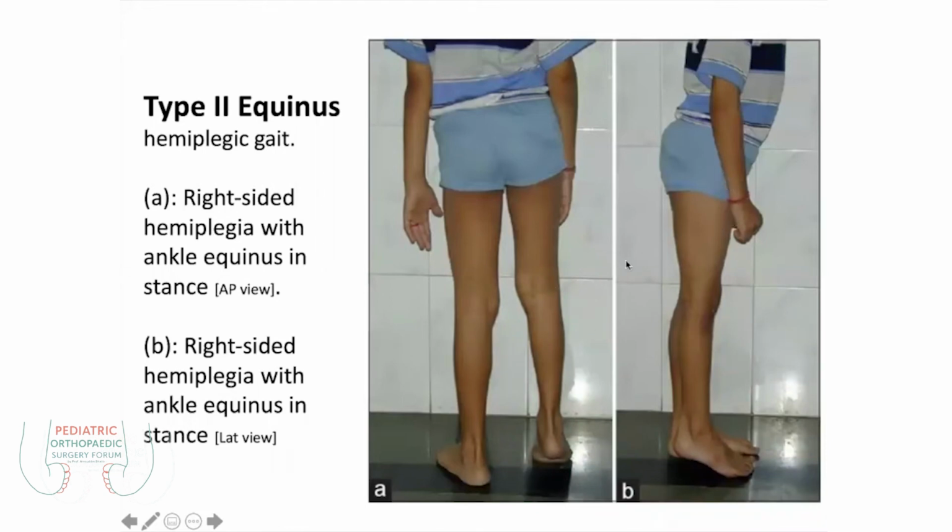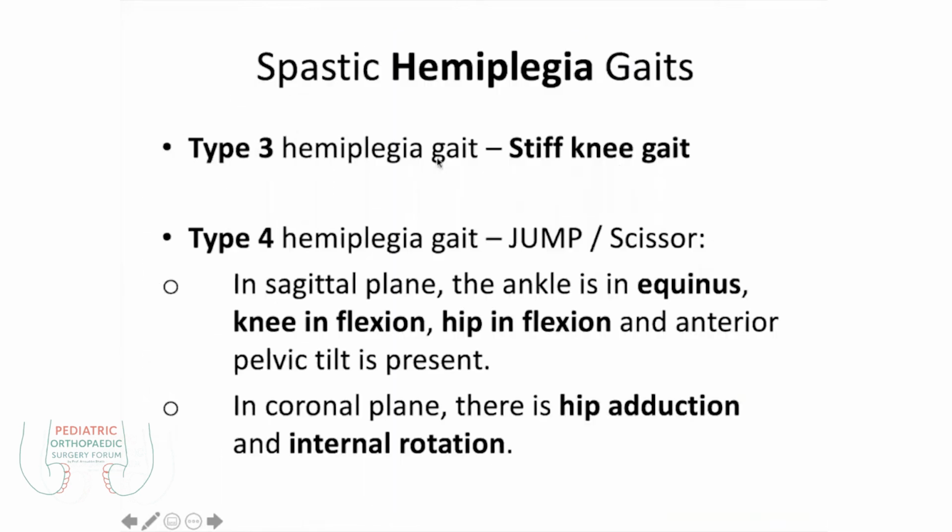Sometimes in the post-operative period, as I told you initially, if you do the TAL, he may develop a stiff knee gait pattern: flexed hip, extended knee, and a normal ankle joint. So here you find a normal equinus and flexed hip, or without flexion of the hip joint. Hip flexion may be compensatory.